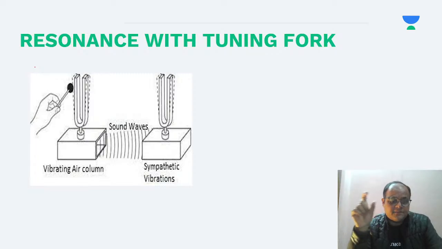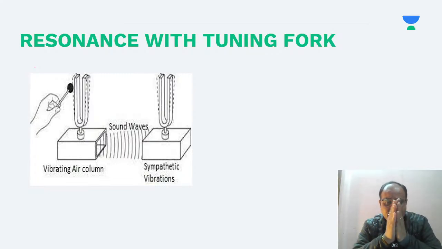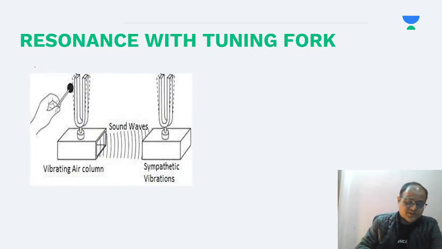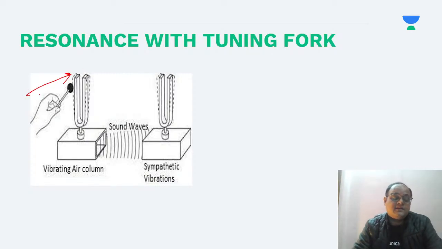Both the tuning forks are placed on two boxes in which air is filled, and the boxes are separated at a distance. I mean, not at a very large distance. What we do is we create vibrations on the first tuning fork. We have applied a force so that this tuning fork is set into vibration. It will vibrate with a forced frequency.